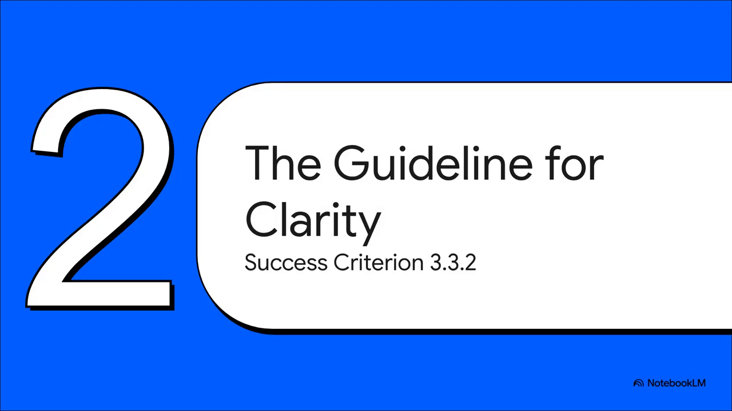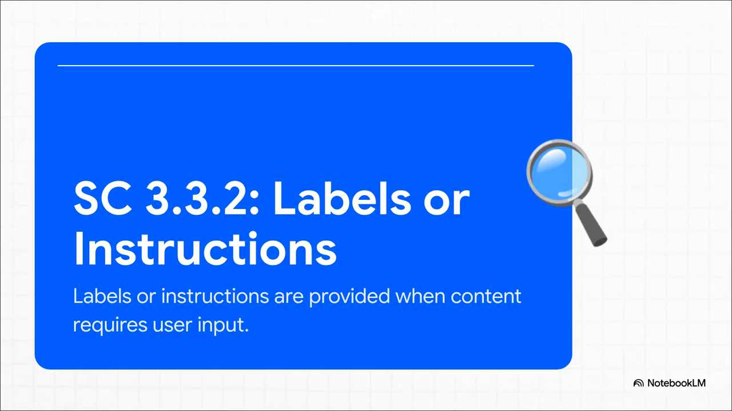So what's the fix? Well, there's actually an official web accessibility guideline made for this exact problem. It's called Success Criterion 3.3.2. Yeah, I know, that sounds super technical, but I promise you its goal is beautifully simple. And here it is, the rule itself. Labels or instructions are provided when content requires user input. That's it. That's the whole thing.